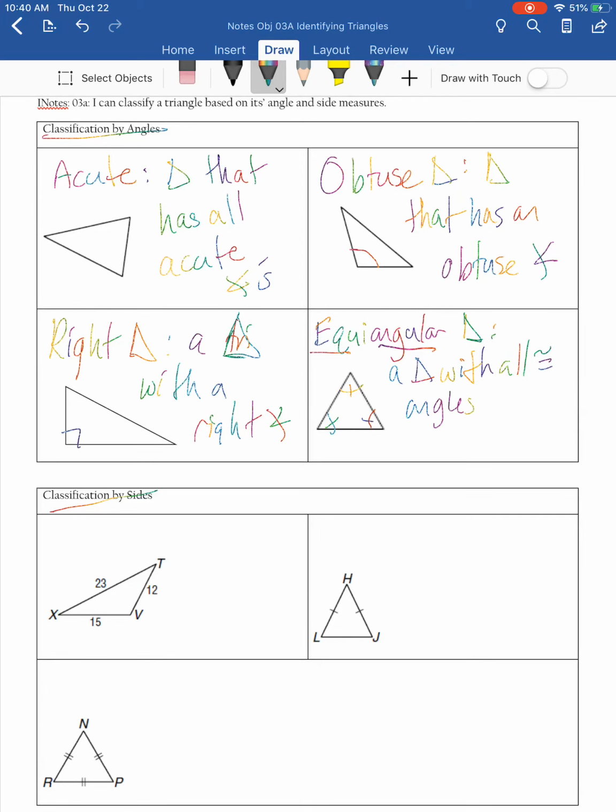Things that you should know before you got to this class is the sum of the interior angles of any triangle is 180 degrees. So if all of these are equal, and they add to be 180, well, 180 divided by 3 is going to be 60. So the measure of each angle in an equiangular triangle is going to be 60 degrees.